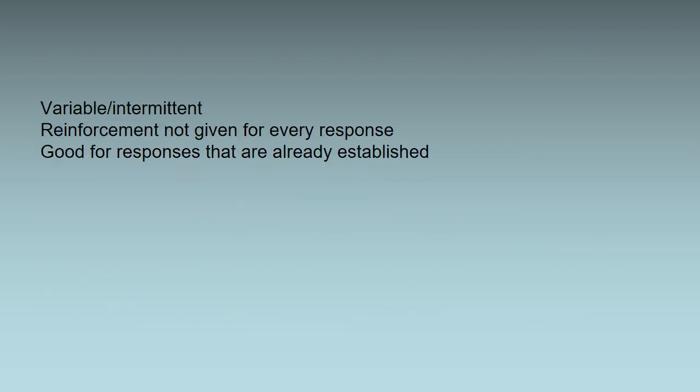Variable or intermittent reinforcement means that we're not giving reinforcement for every response. This is good for responses that are already established, or the person already has the skills in their repertoire, or the skill is very easy for them.